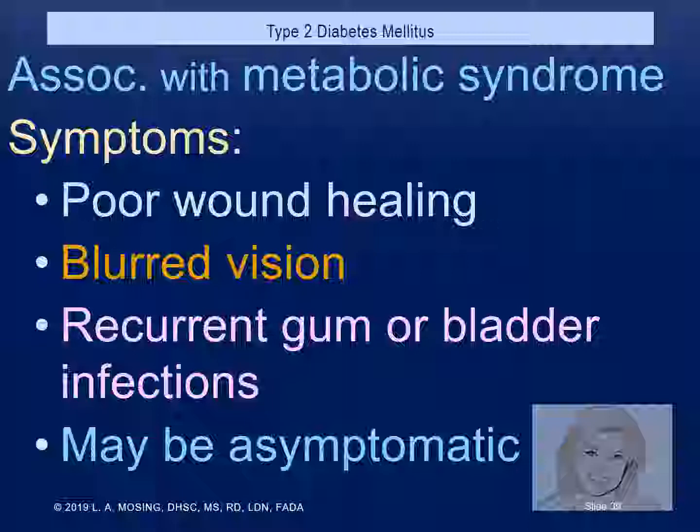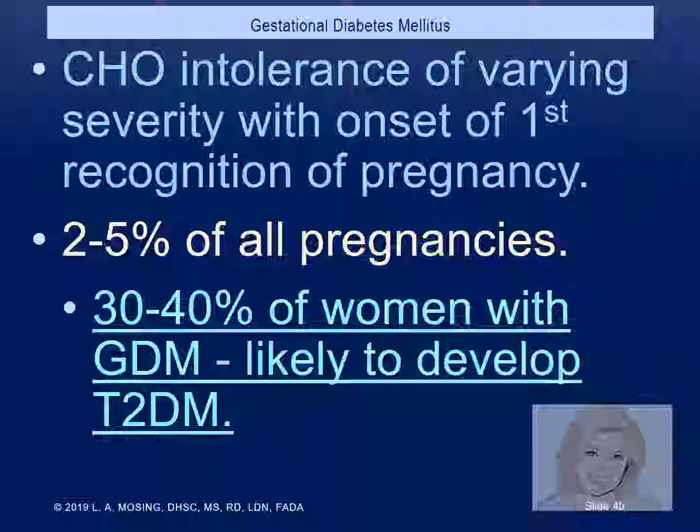So if someone has metabolic symptoms, they are going to have poor wound healing, blurred vision, recurrent gum or bladder infections. Your dentist might be one of the first to diagnose some conditions, and one of them might be that you have a recurrent gum infection. They encourage you to see your doctor for blood work. You could also be asymptomatic, and it's not always that easy.